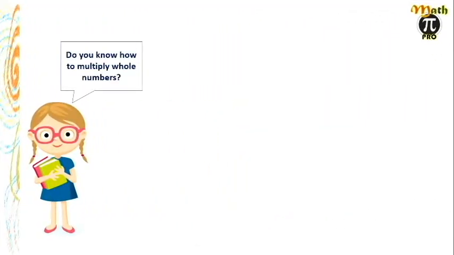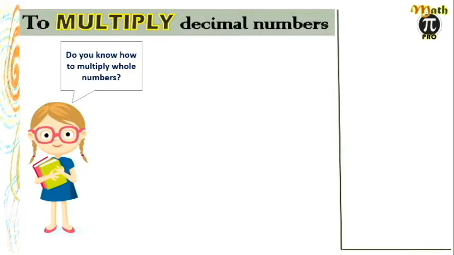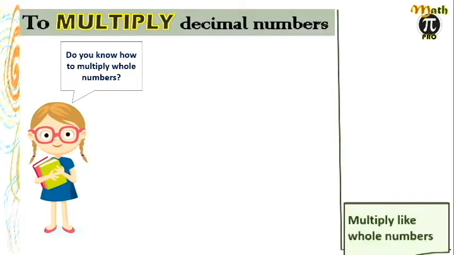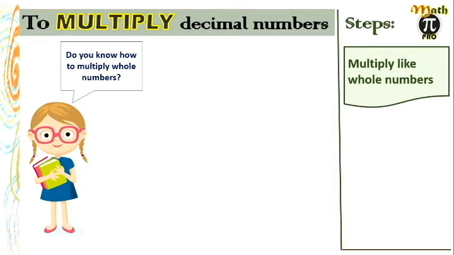In this lesson, it is very important that you already know how to multiply whole numbers. If you know how to multiply whole numbers, then that's great because you are one step ahead in multiplying decimal numbers. The rules are as simple as this. First, you have to multiply like whole numbers.